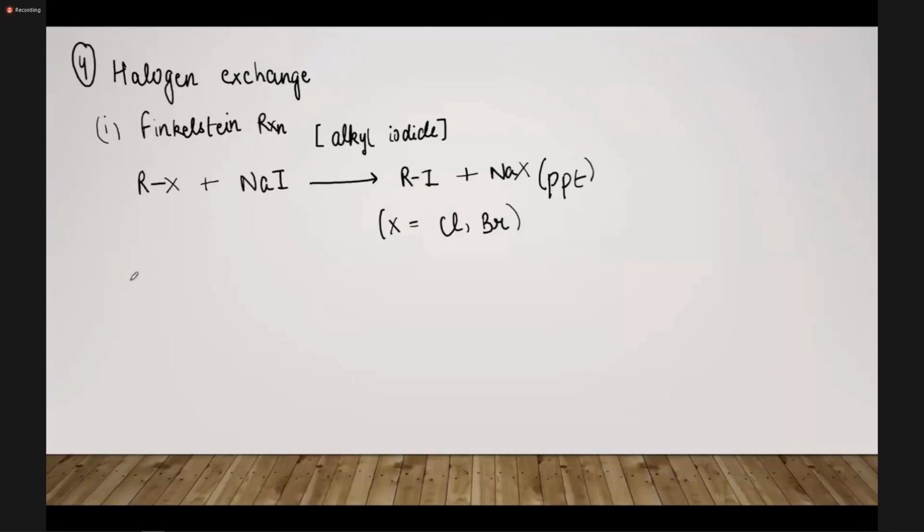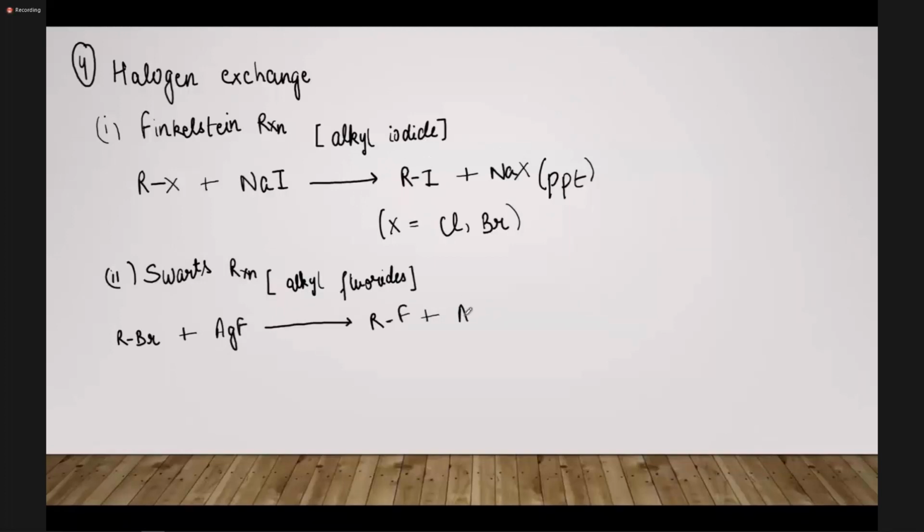Now we will go to the second category of this halogen exchange, which is also a special reaction, the Swarts reaction. This reaction is for the preparation of alkyl fluorides only, no other halide. This is also a simple reaction. We take the alkyl bromide, RBr, plus AgF. It is a simple double substitution reaction. But this AgF is a metallic fluoride.